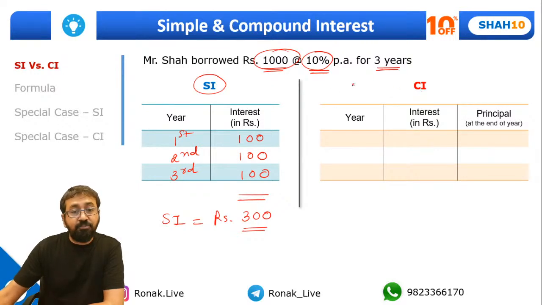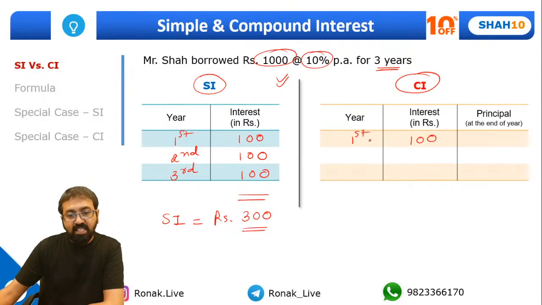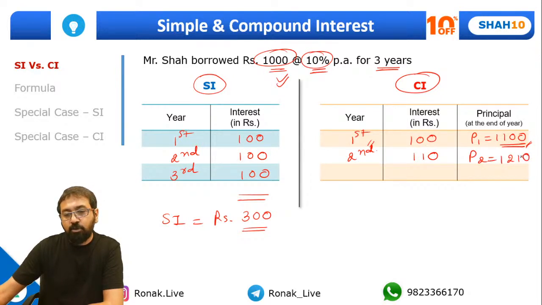Okay, now compound interest. If I borrow this 1,000 rupees at compound interest, you know what will happen? For the first year, the interest will be, of course, 10% of 1,000, that is 100 rupees. Now at the end of first year, this 100 rupees will be added to the previous principal, and your new principal will be 1,100 rupees. For the second year, this 10% interest will be counted on this new principal. So it will come out to be 110 rupees, right? Again, this 110 rupees will be added to the previous principal, so the new principal will become 1,210 rupees. And for the third year, the interest will be 10% on this 1,210, so it will come out to be 121 rupees.